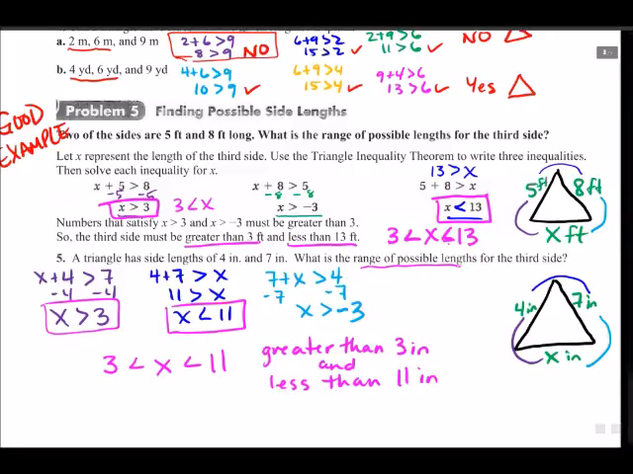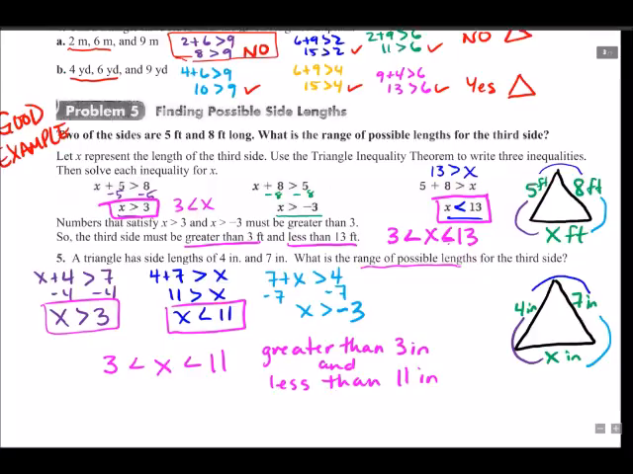Did the next 2 sides. 4 plus 7 is greater than x. So 11 is greater than x. I just switched those 2 around. x is less than 11. And then I did my last 2 sides. 7 plus x is greater than 4. And I got x is greater than negative 3. That answer doesn't make any sense to us, so it's not the one we're going to use.